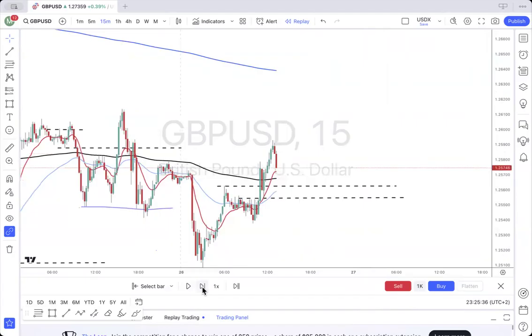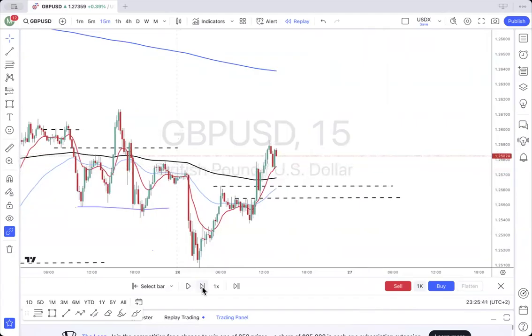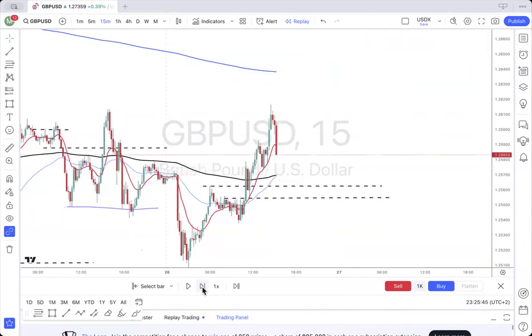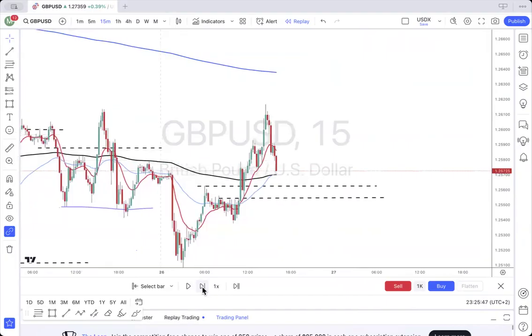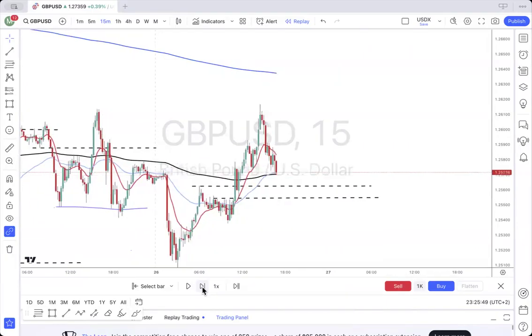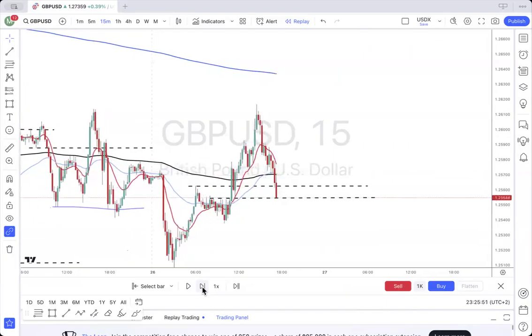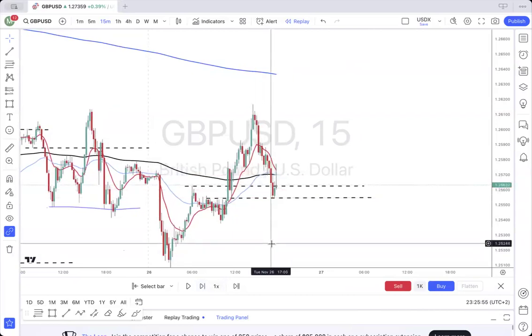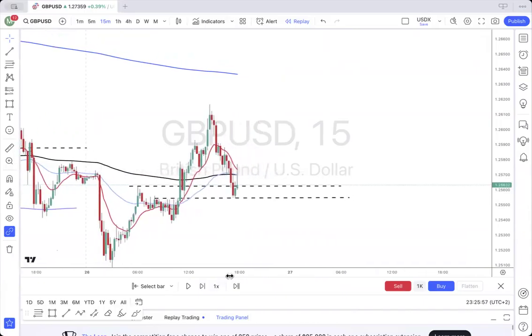Now, look at this. All right. So we want to look for an entry there. Let's see if they will come down. Oh, come on, GBP USD. Right. Entry triggered. Only one was triggered. I'm pretty sure they missed this one.